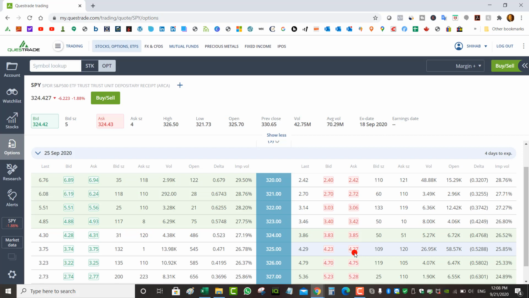So my profit is the difference. $5 minus $4.27. That's my profit. And that happens if SPY does end up going to 320 by expiry. If it doesn't, then if it stays above 320, then I lose money.